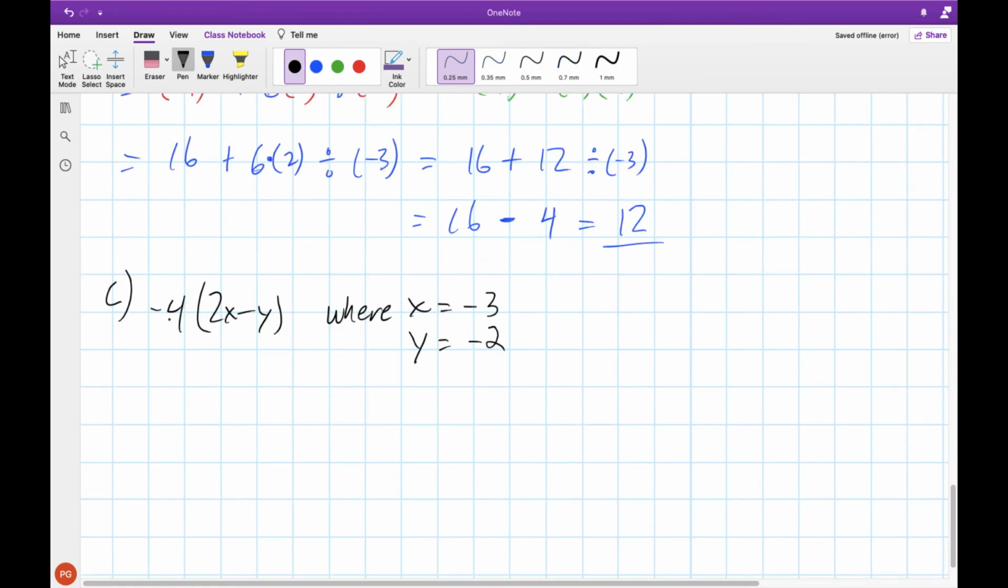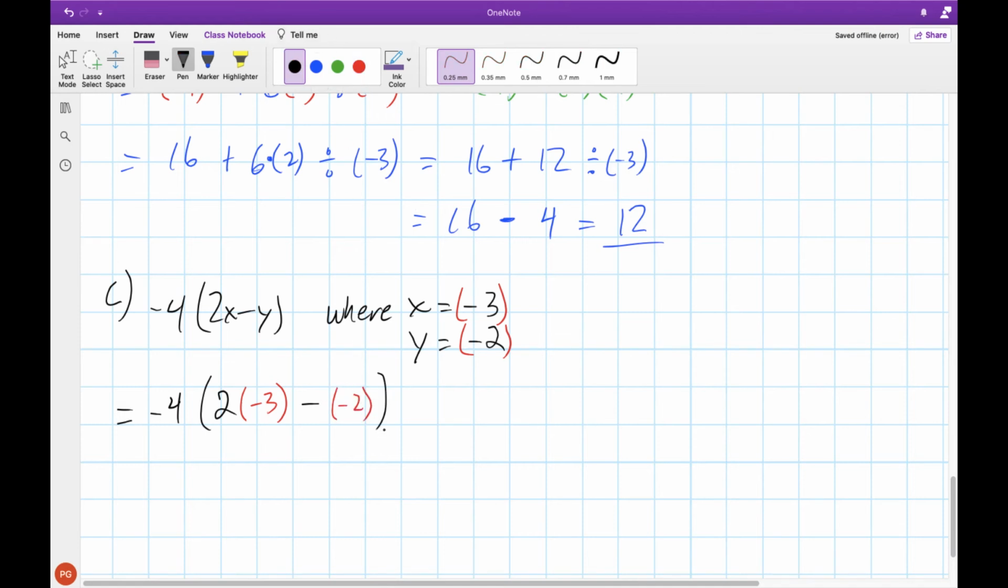Last example here, negative 4 bracket 2x minus y, where x is negative 3 and y is negative 2. Again, when you're doing these substitutions, put brackets around each of these numbers. It'll make it really clear what you need to do when you plug it in here. So we leave the 4 and the 2 here all the same, but this negative 3 goes in brackets, minus our negative 2, also in brackets.